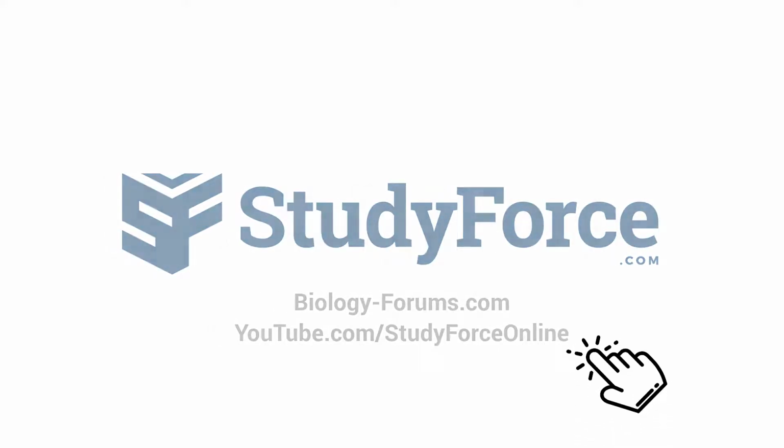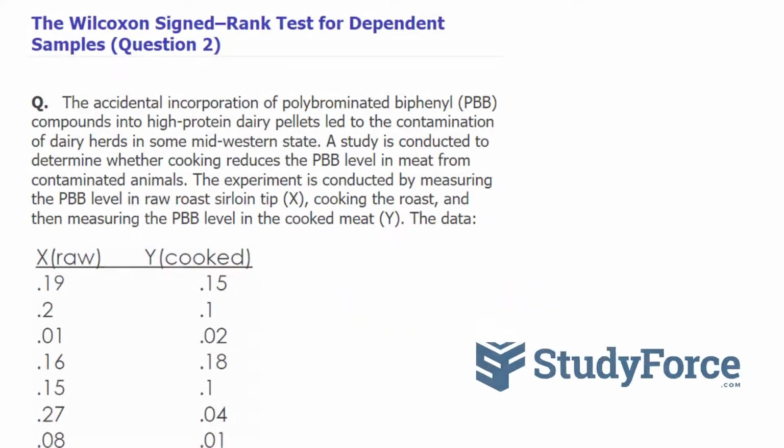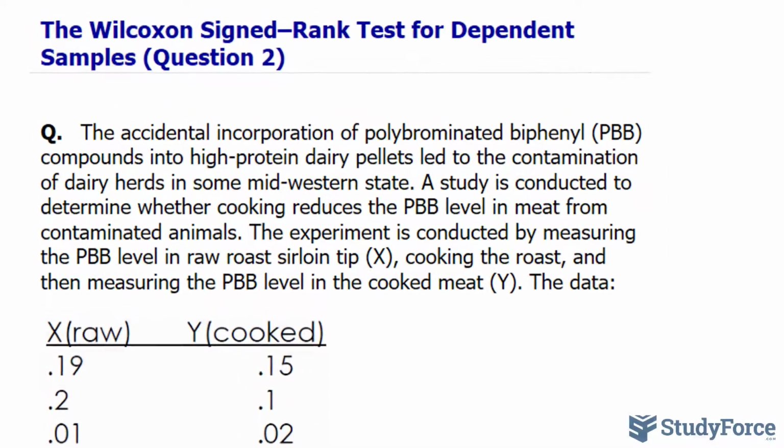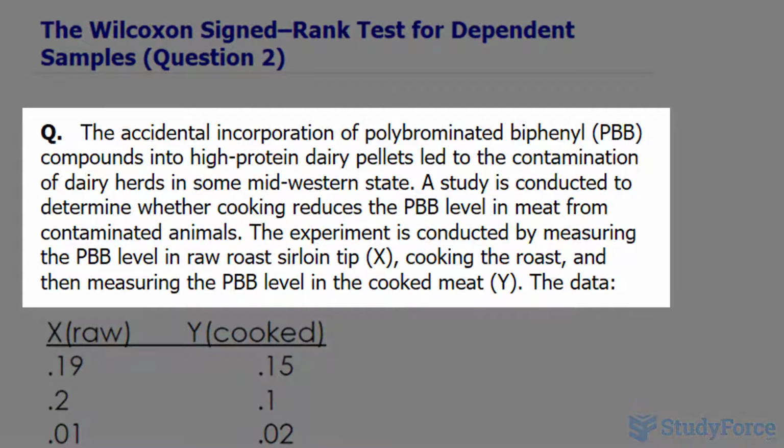In this lesson, we'll continue practicing what we learned about the Wilcoxon sign rank test. This time the question reads: the accidental incorporation of polybrominated biphenyl compounds into high-protein dairy pellets led to the contamination of dairy herds in some Midwestern states. A study is conducted to determine whether cooking reduces the PBB levels in meat from contaminated animals.